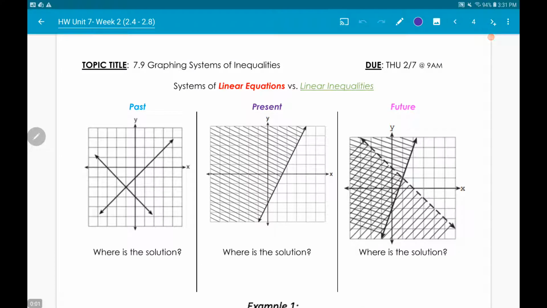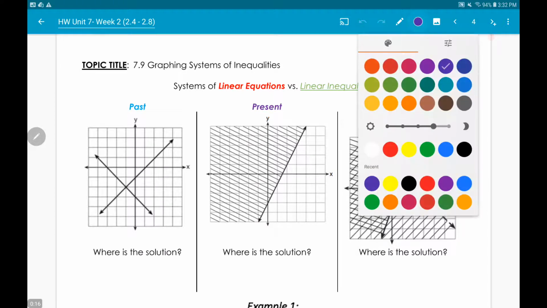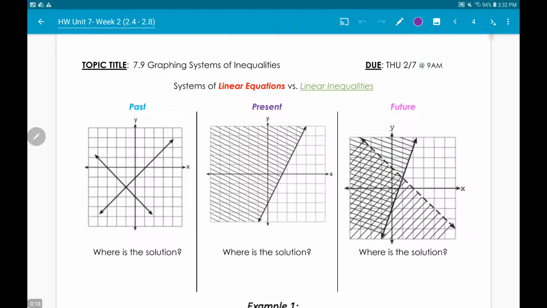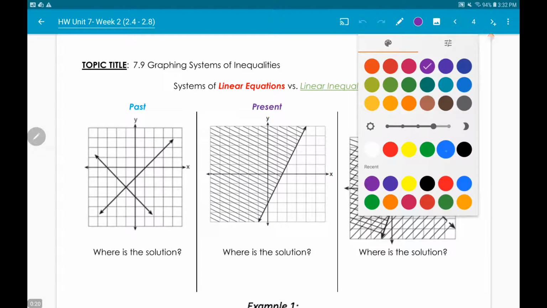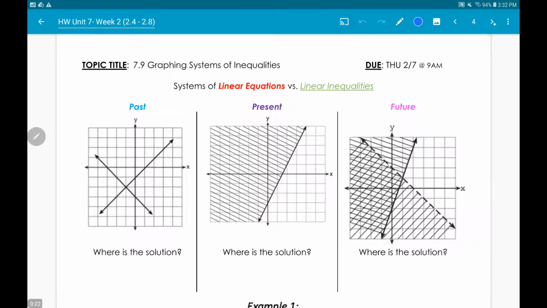Alright guys, for this video, graphing systems of inequalities, we're going to do a little blast to the past for a minute. So we've already talked about systems of linear equations. We've talked about graphing linear inequalities. And now what we're going to move on to in the future is graphing linear inequality systems. Okay? So what does a system mean? A system means it has more than one graph on the same set of axes.